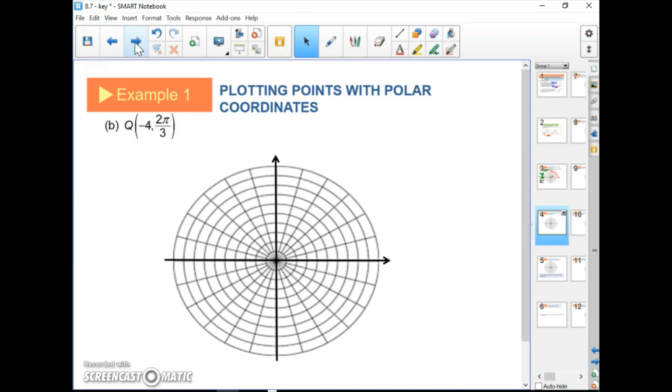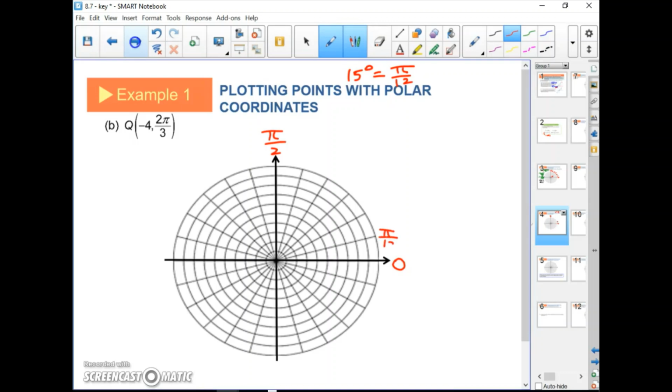1B, you've got another pair of points, but this one's in polar form. I mean in radians. Okay, it's polar form, but it's in radians. And so here's 0 and here's pi over 2. I always start with that. Now, one thing to keep in mind is 15 degrees is the same thing as pi over 12. So every one of those marks is 15 degrees, it's pi over 12. So this is pi over 12.